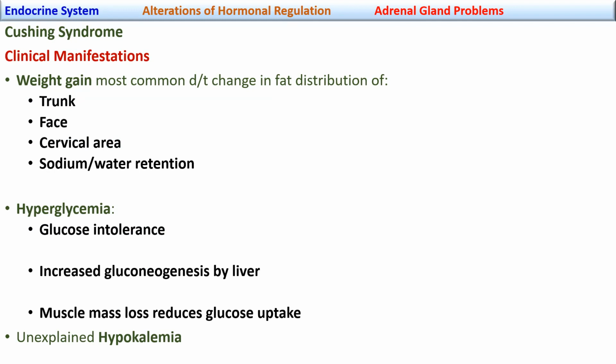The sodium and water retention means there will be fluid volume excess. Patients will have hypernatremia and hypertension, elevated blood pressure from the sodium and fluid retention. With hyperglycemia, the patient would have glucose intolerance, which is associated with cortisol-induced insulin resistance. Because of this corticosteroid or cortisol-induced insulin resistance, the patient will have glucose intolerance and hyperglycemia.